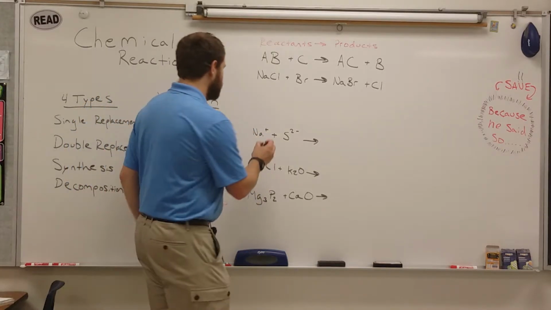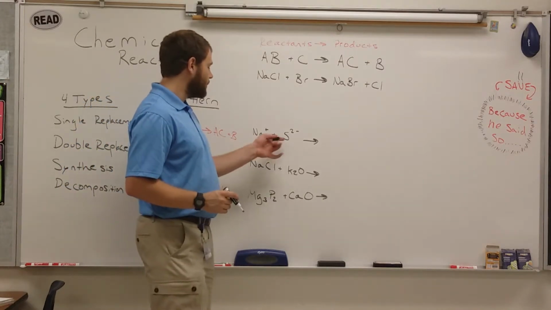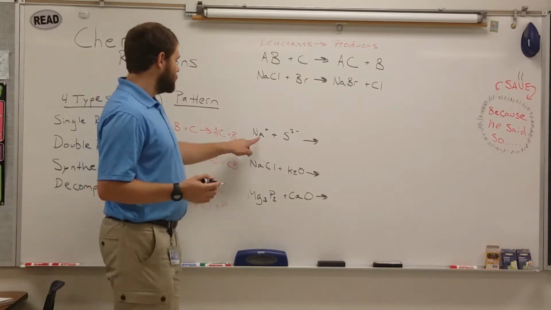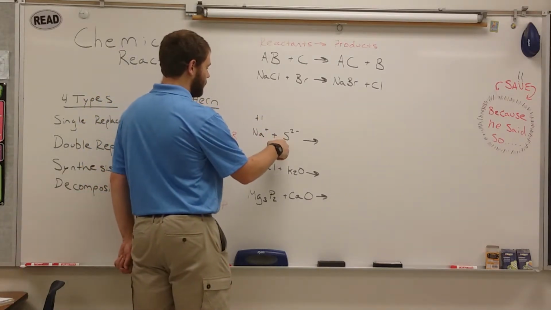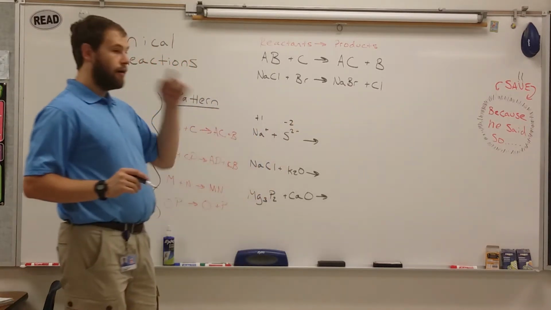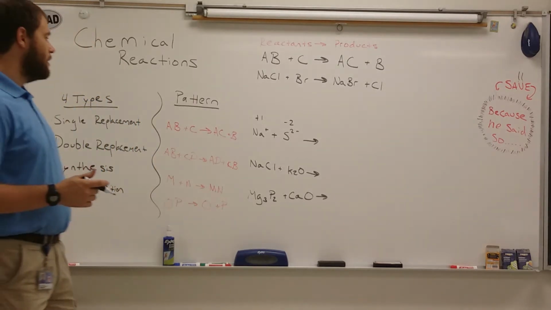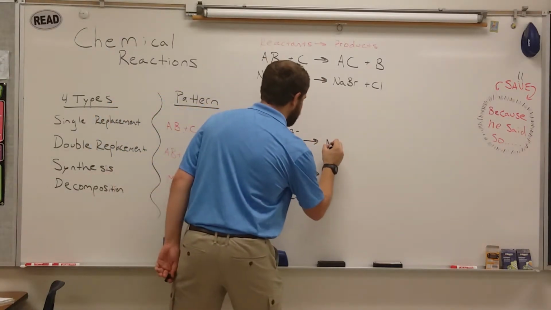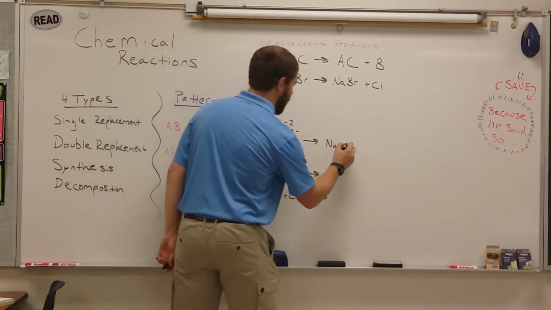Then I have S2 minus, that's its charge, because they are ions. Those ions are going to come together and form a salt, sodium sulfide. Well, sodium has a plus 1 charge, sulfur has a minus 2 charge. So that means we need to balance this out so we get a neutral product. That neutral product is going to be Na. It's plus 1, so we're going to need two of them, Na2 sulfide.